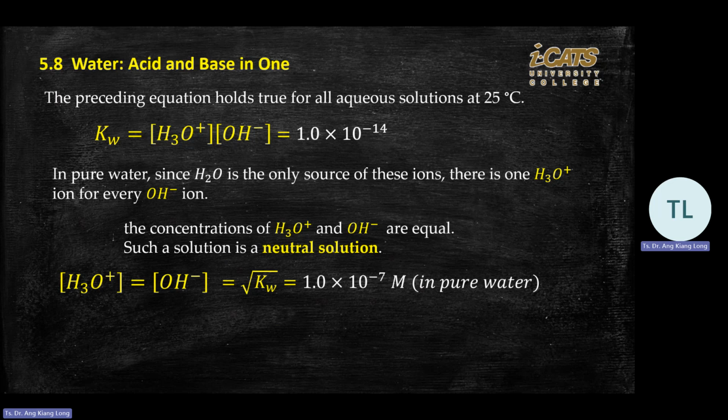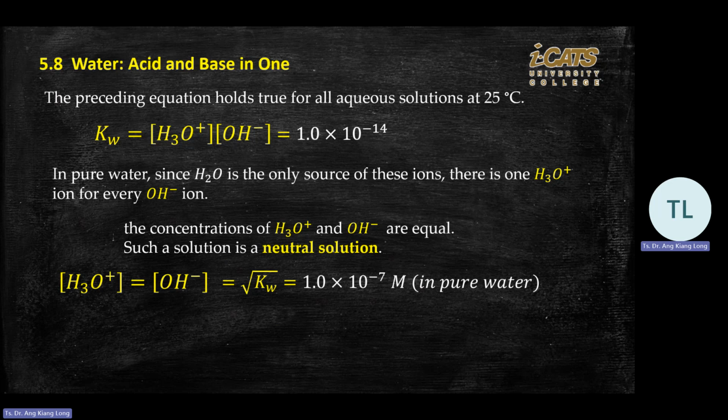If in pure water or neutral solution, what I mean by neutral is that acid and alkali are the same, how do you find it? If these two values are the same, you take this number and square root it. So you square root the Kw. Square root means this exponent divided by 2, and you get 10 power negative 7 M.